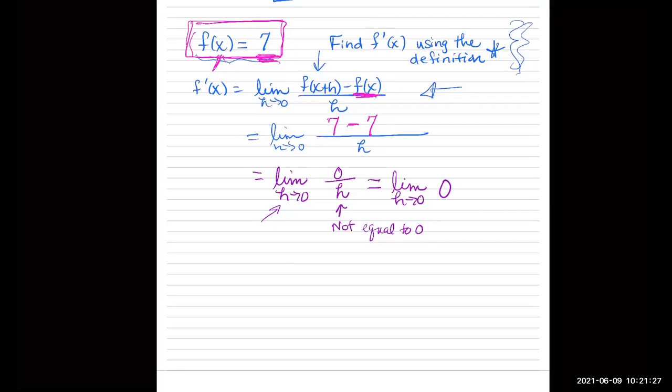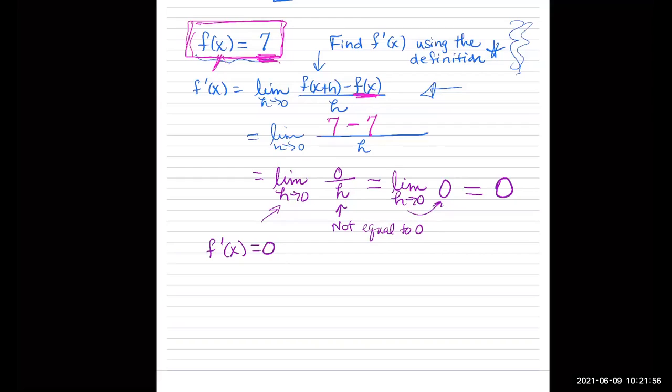0 over 0 is undefined, of course. That's why I made a big deal about that. We have to know that h is not actually equal to 0. But then, if I take the limit of a constant, I always get that constant. So the limit as h approaches 0 of 0 is just 0, which means that the derivative of that function that I started with is equal to 0.